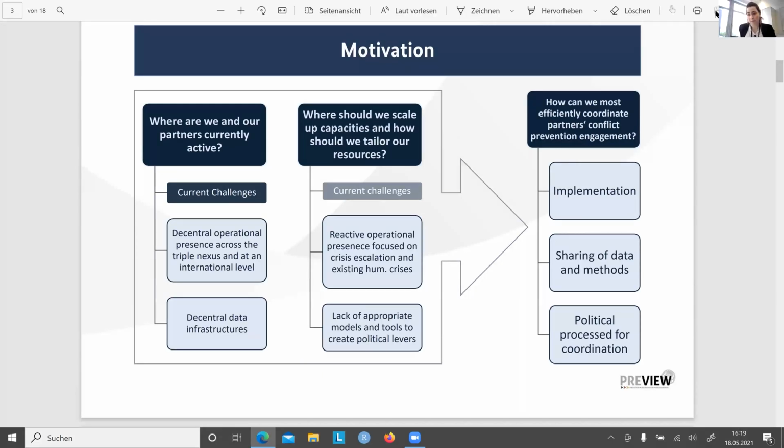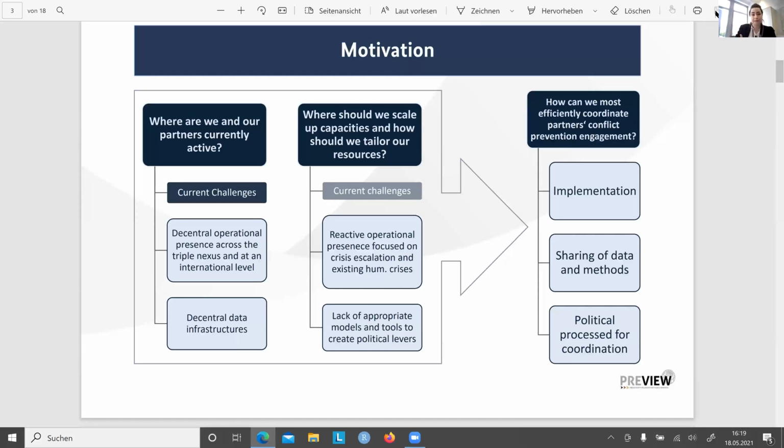As my colleagues Nicole and Thomas, I also work at Preview in the Federal Foreign Office of Germany. And I'd like to give you a short introduction to what we're going to present to you today. So what is the delta analysis? Why do we call it delta? One of the main reasons is that delta for us is the difference between where we are currently active in the field and where, according to at least our quantitative crisis prediction, we should be active, and how we can tailor our resources and our scale up of capacities accordingly.